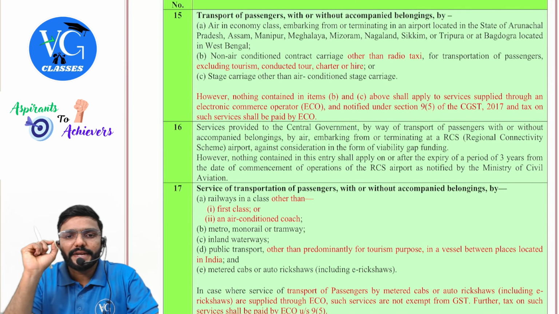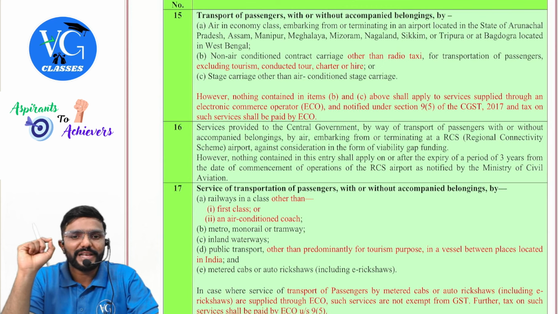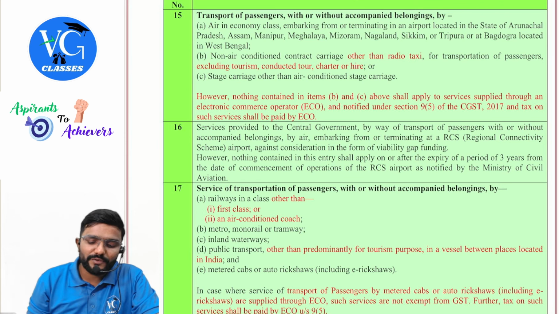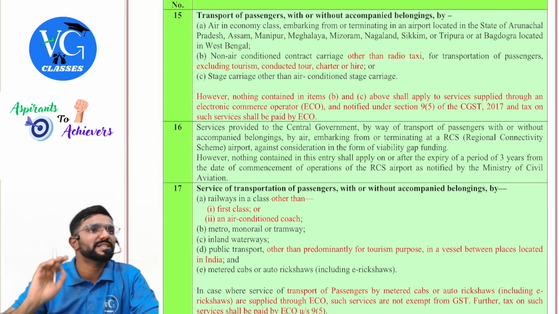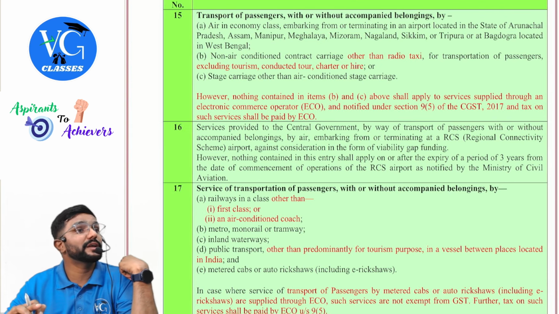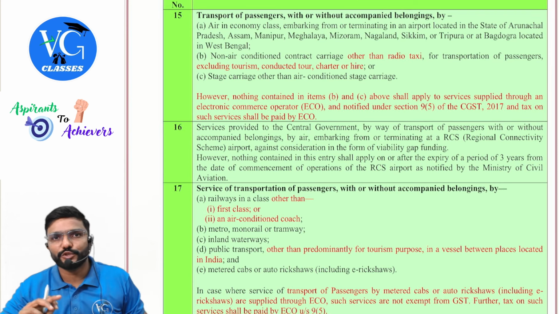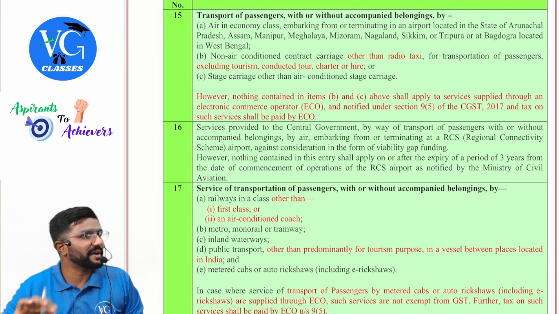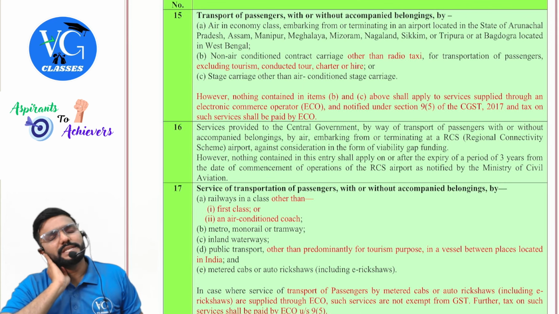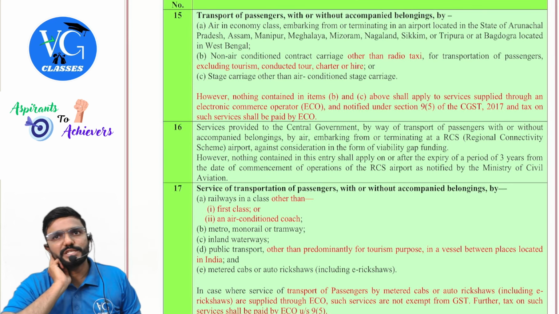Next, non-air conditioned contract carriage other than radio taxi for transportation of passengers, excluding for tourism, conducted tour, charter or hire. Sir, first of all, what is contract carriage? When I have hired a bus, the bus will go in the direction in which I decide. For example, I have hired a bus for my sister's marriage, which is to happen in Mysore, part of Karnataka. I will be paying some lump sum amount for it. Is it exempt from GST? Yes, for the transportation company, whatever I pay is exempt from GST, guys.